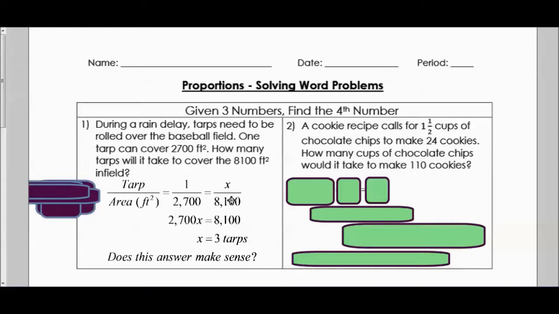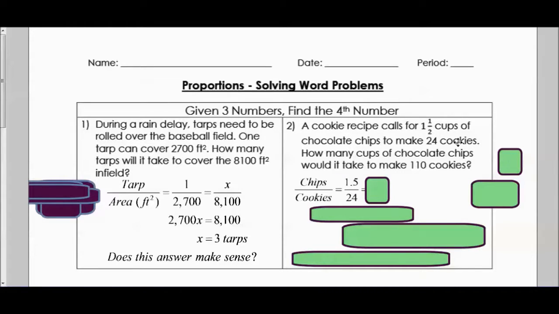Number 2 says a cookie recipe calls for 1 1/2 cups of chocolate chips to make 24 cookies. How many cups of chocolate chips would it take to make 110 cookies? So we're talking about the number of cups of chocolate chips it'll take to make this many cookies. The question is saying the exact same thing. That's why these are straightforward. It's, again, cups of chocolate chips to how many cookies it'll make. That's going to be our word ratio here. That's what we're comparing, chips to cookies.